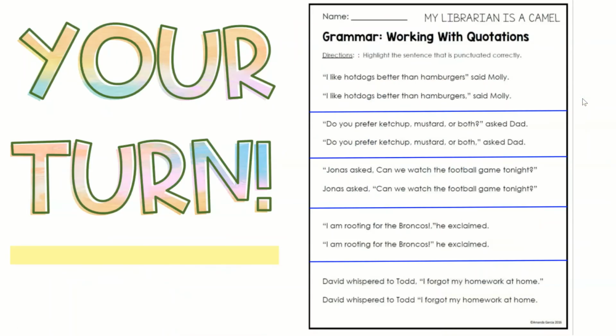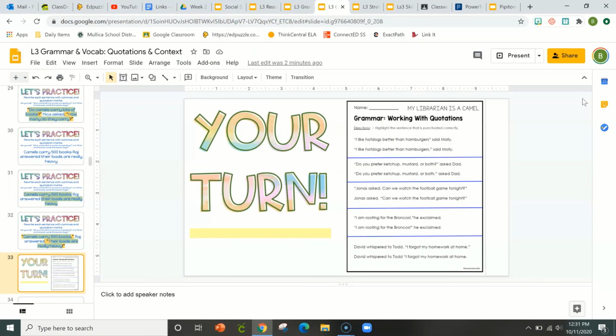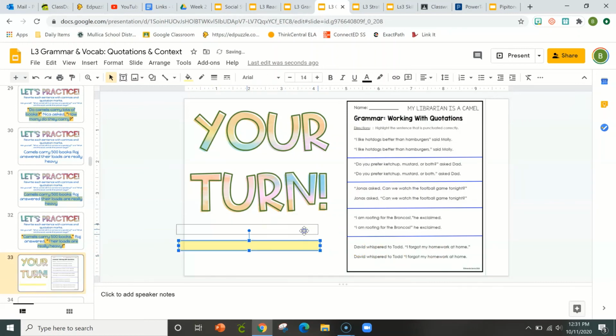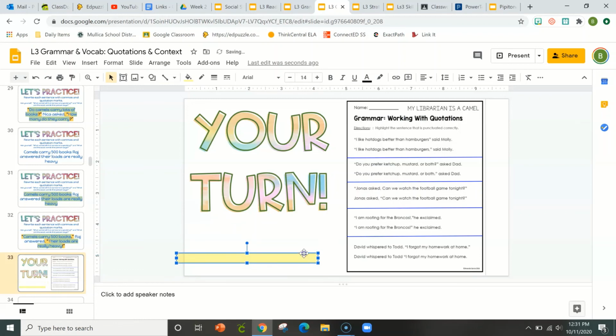It's now your turn. In your grammar slides, you have this worksheet here. The directions say, highlight the sentence that is punctuated correctly. I'm going to exit presentation mode so you can see how to highlight. On your slides, you will find that you have multiple highlighting bars there for you to use. They're clickable and they're draggable.